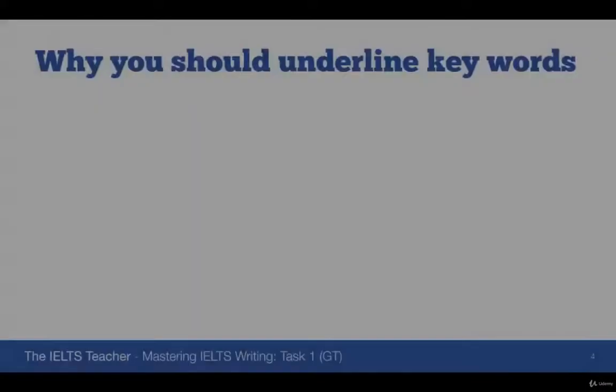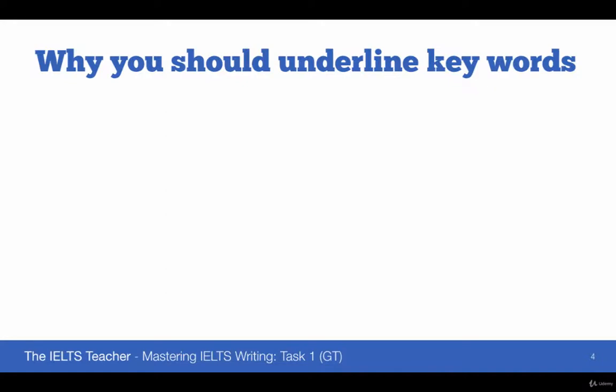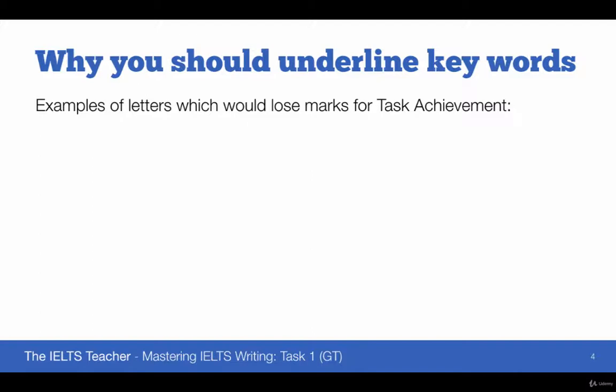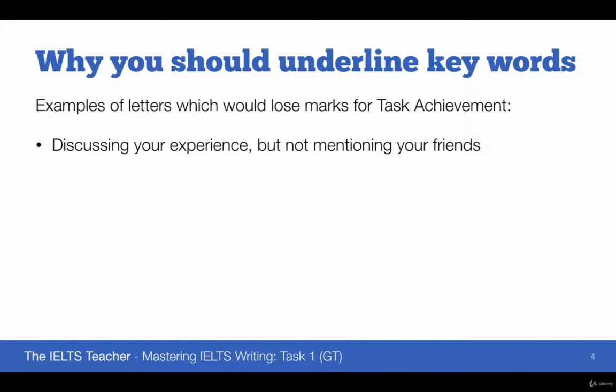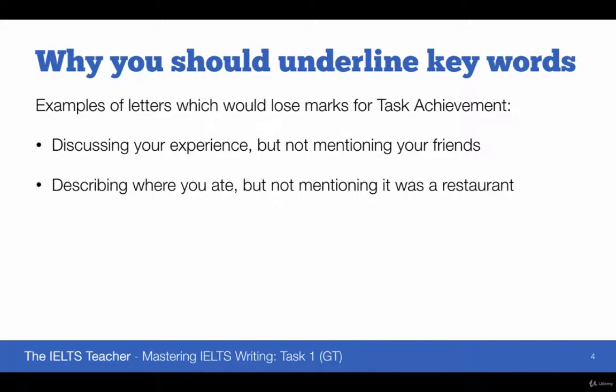Let's have a look at why that would be. So if you don't underline these keywords, you are at risk of talking about most of the task elements, but not all of them. So examples of letters which would lose marks for this reason in terms of task achievement: if you discussed your experience but you didn't mention your friends, or if you mentioned your friends but you didn't discuss yourself. Describing where you ate but not mentioning it was a restaurant. It's an important part of the task to mention it was a restaurant. If you don't mention the restaurant, it may come across as a cafe or a pub or something else.